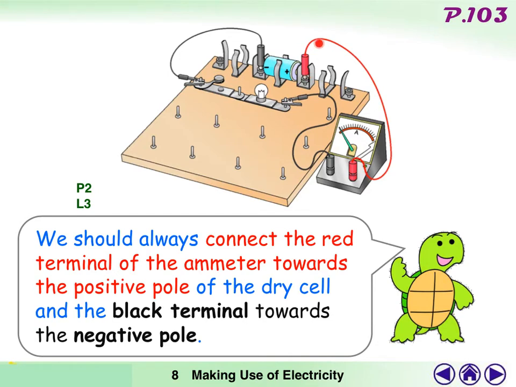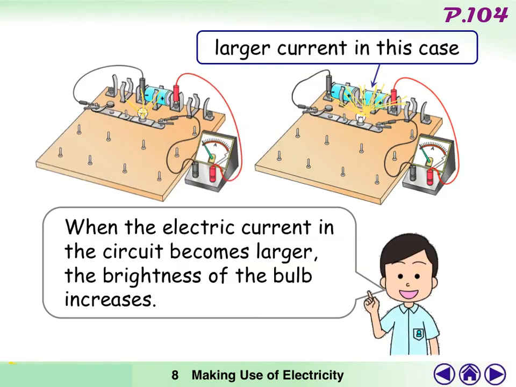We should always connect the red terminal of the ammeter towards the positive pole of the dry cell and the black terminal towards the negative pole. When the electric current in a circuit becomes larger, the brightness of the bulb increases. You can look at here, larger current in this case, so the brightness of the bulb increased.